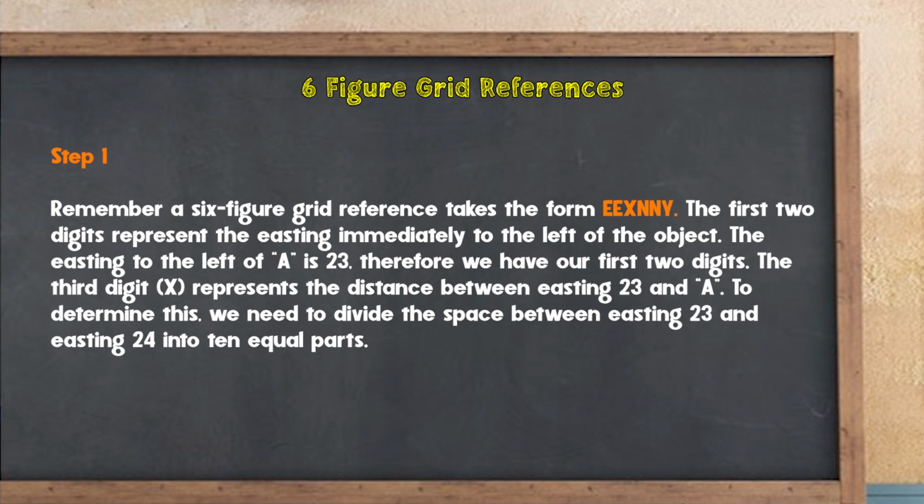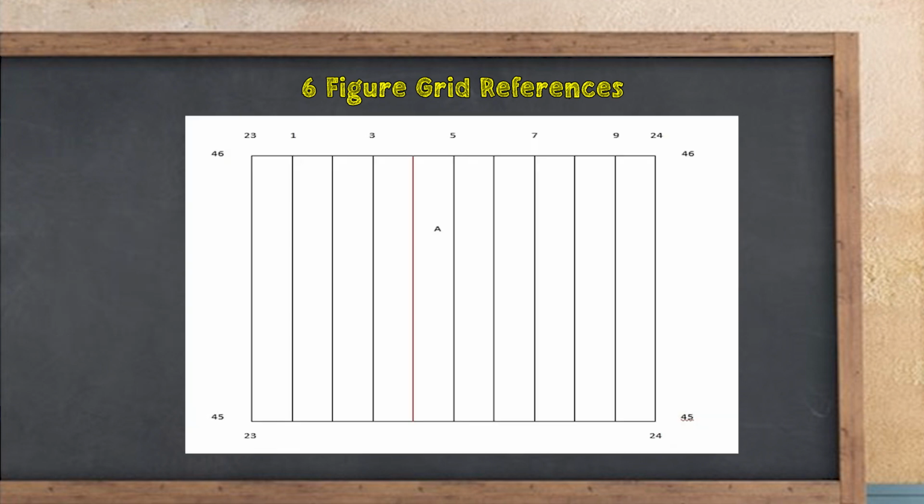To determine this, we need to divide the space between easting 23 and easting 24 into 10 equal parts, as seen in the diagram. The lines are parallel to our easting and are an equal distance apart from each other. Let's call these lines mini eastings. Now we need to count the number of mini eastings that are between easting 23 and A. In this case, there are 4. Therefore, our third digit is 4. So the first part of our six-figure grid reference is 234.